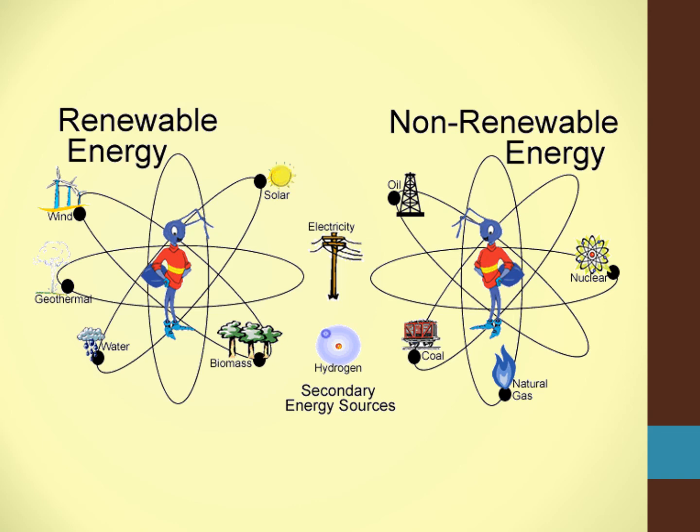Some of those non-renewable sources like oil, coal, natural gas, nuclear energy, those are the ones that will not renew. So once we use those for energy, they are gone. The ones on the left are the renewable. So our wind power, geothermal power, water sources, biomass, solar energy. We're going to learn more about each one of these and why they're renewable or non-renewable. So stay tuned. This unit is going to be super fun.